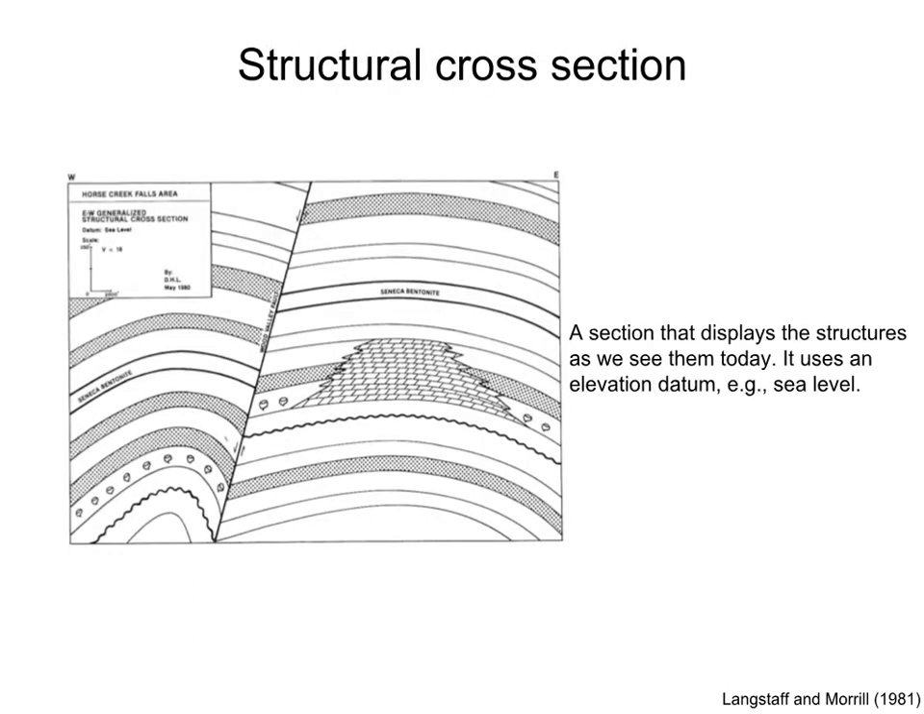Finally, there are two main types of cross-sections. The first one is called a structural cross-section. This is a section that displays the structures as we see them today. It uses an elevation datum such as sea level. This figure is one example.